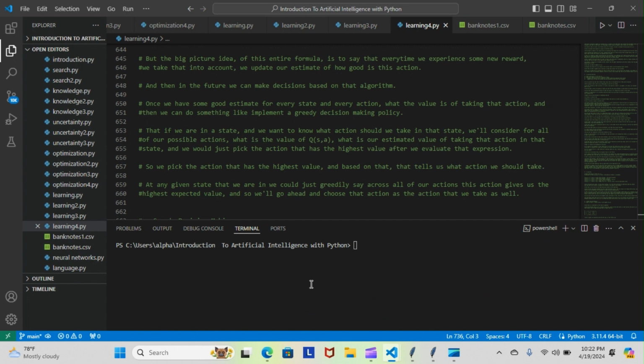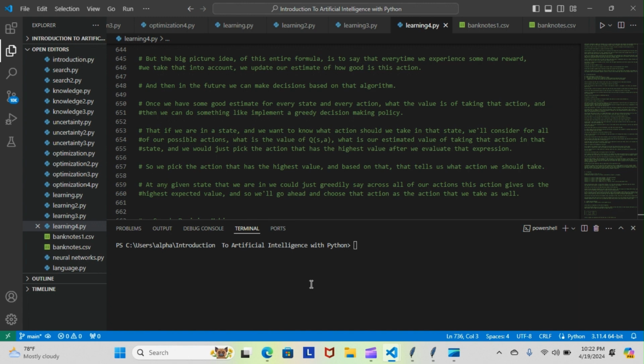Now, last night, if you recall, the last thing we went over was our Q learning, and tonight we're going to build on top of that. But the big picture idea of this entire formula is to say that every time we experience some new reward, we take that into account, we update our estimate of how good this action is. And then in the future, we can make decisions based on that algorithm.